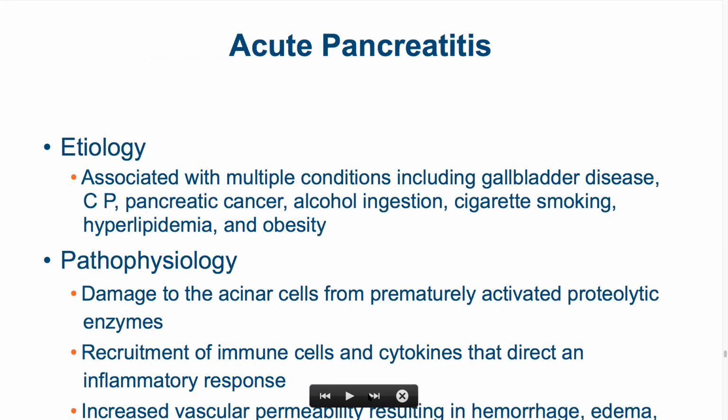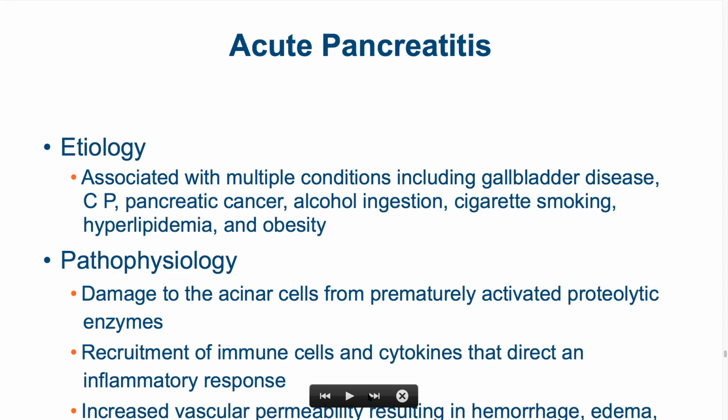Acute pancreatitis. Acute pancreatitis impacts individuals in the United States, with approximately 200,000 cases each year. There are 275,000 hospitalizations associated with acute pancreatitis. Acute pancreatitis is associated with multiple conditions. Trends in acute pancreatitis from 2009 to 2012 indicated that factors associated with acute pancreatitis included gallbladder disease, chronic pancreatitis, pancreatic cancer, alcohol ingestion, cigarette smoking, hyperlipidemia, and obesity.